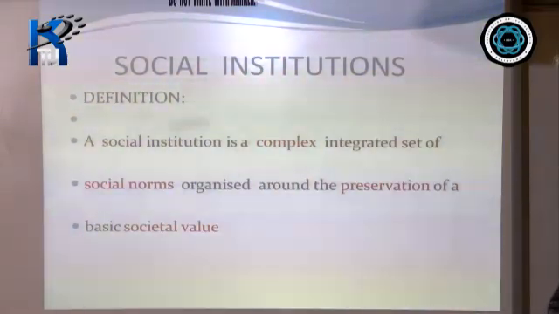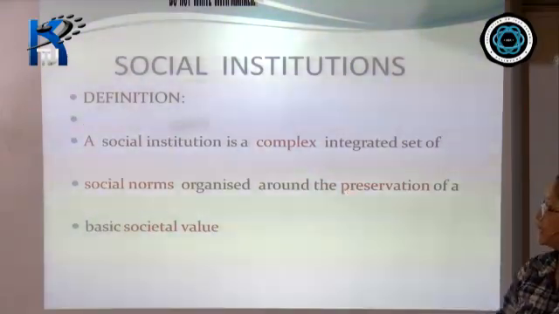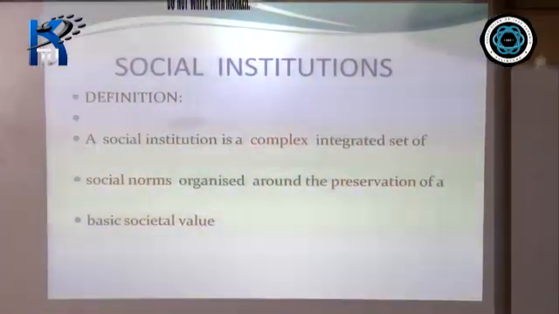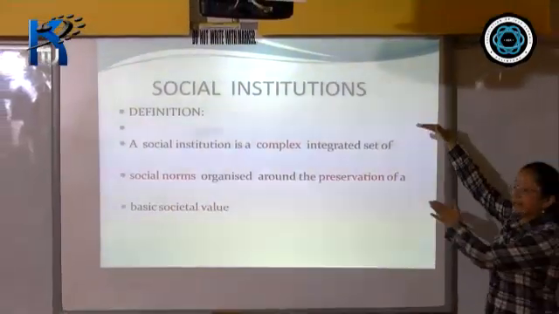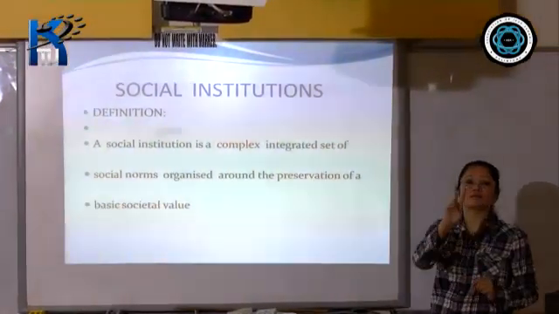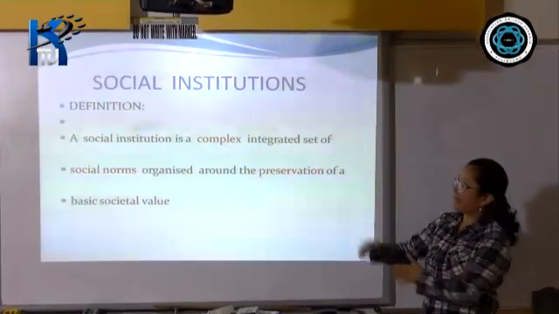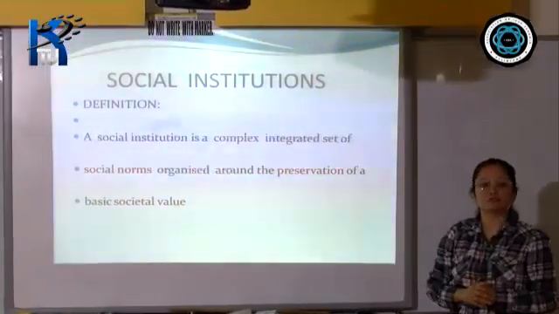So let me draw your attention towards the definition of social institution. Let me just read it out. A social institution is a complex, abstract, integrated set of social norms organized around the preservation of a basic societal value. Definition of social institution comes for 2 marks. Define social institution. And this is what you're expected to write.